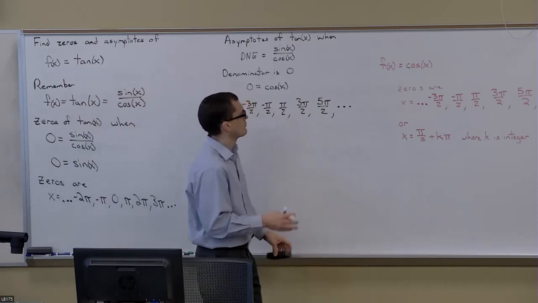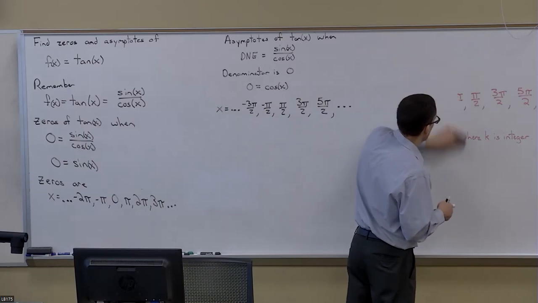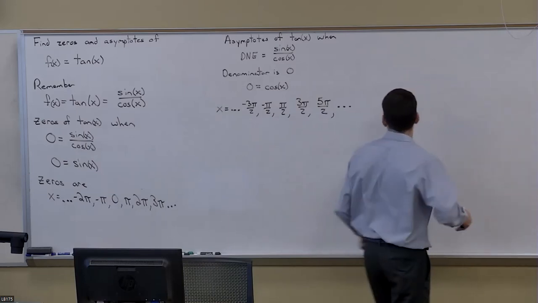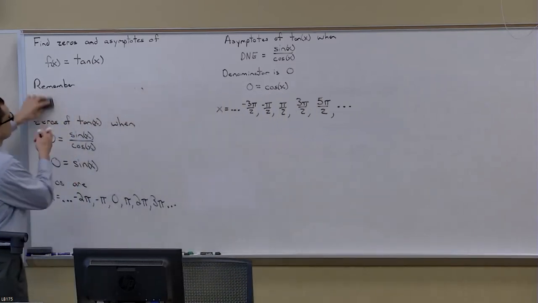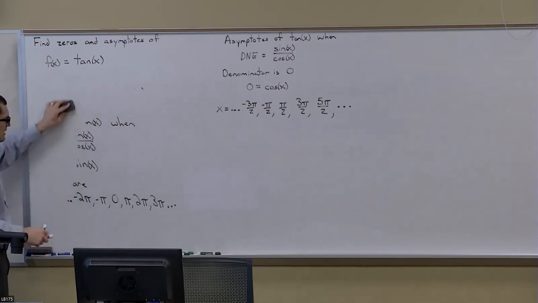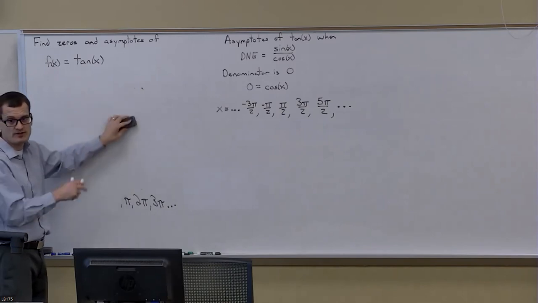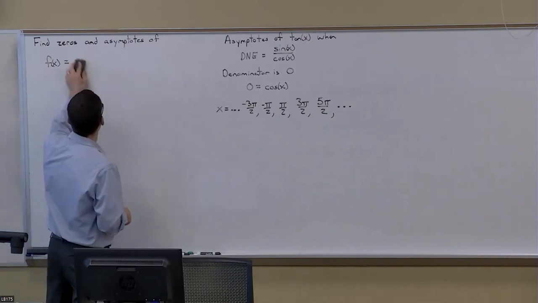So those are how you get the zeros and asymptotes of other trig functions. In a similar way, you can do cotangent. Cotangent is cosine over sine, so it works in the reverse way, right? Where you get the asymptotes and zeros.